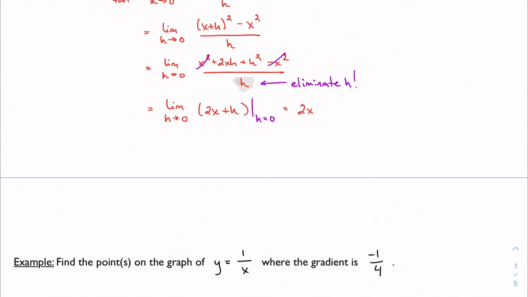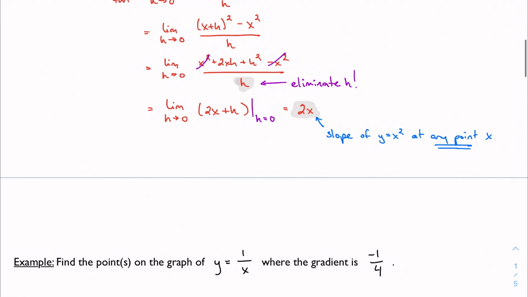And what this expression does is give me a model for the slope of y equals x squared at any point x. Any single point. So the best way to start these problems is to do them in general first.